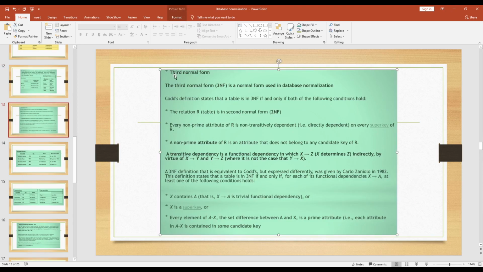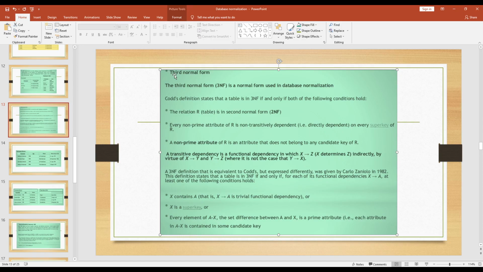Third normal form. The third normal form is a normal form used in database normalization. Codd's definition states that a table is in third normal form if and only if both of the following conditions hold. The relation R, the table, is in second normal form. Every non-prime attribute of R is non-transitively dependent, that is, directly dependent, on every superkey of R. A non-prime attribute of R is an attribute that does not belong to any candidate key of R.